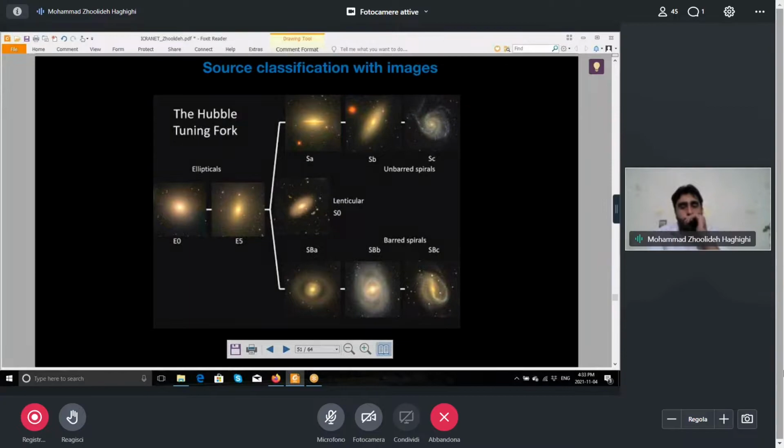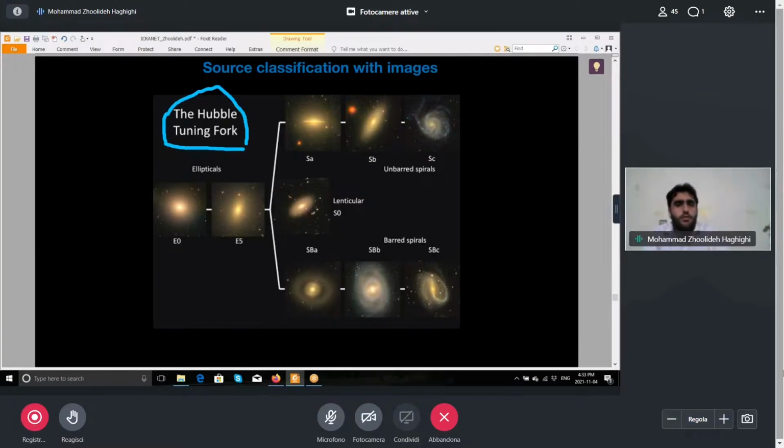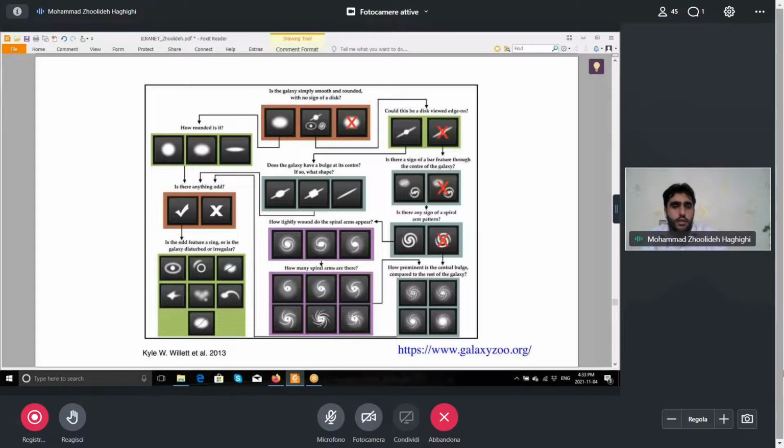Source classification with images is another application of machine learning. You are all almost familiar with the Hubble tuning fork classification. In this classification, by looking at different types of galaxies, you can classify them as elliptical, spiral, barred, and different types of galaxies. Previously, it was done by scientists, but nowadays, thanks to machine learning, this task can be done by machine learning methods.